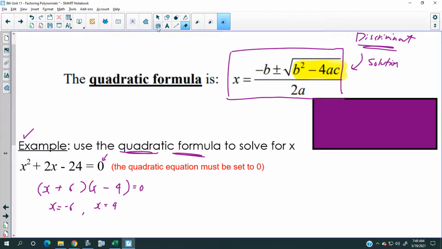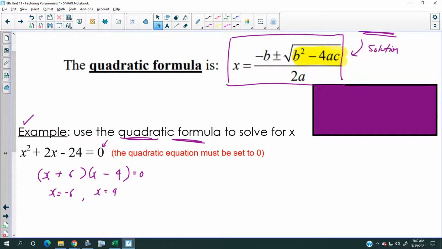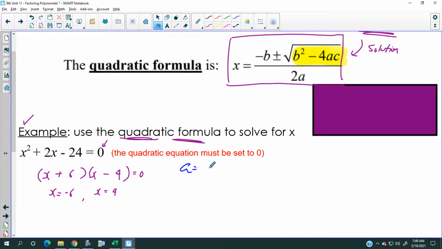So let's just say, in a normal day of an 8th grade student, when you see this, let's say that we live in a world where we can't factor it, and we need to use the quadratic formula. So here's how you would use it. First, let me use a different color. First, I will use A.